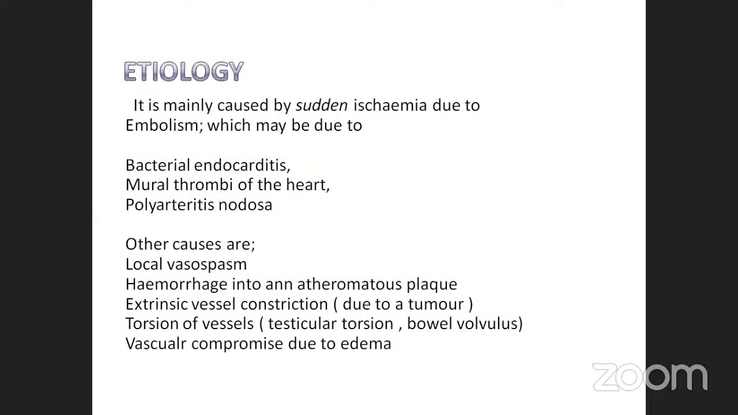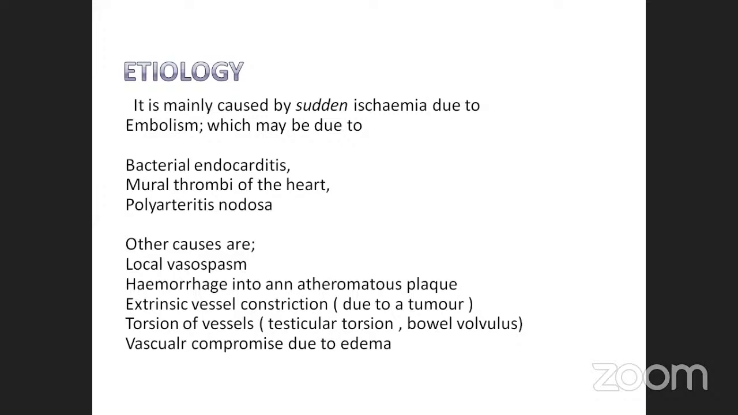Now the etiology, as you know, is mainly due to sudden ischemia. That's an important thing. Usually it is due to thromboembolism. The causes you dealt with in the lecture are how this thrombosis and embolism occurs. Some of the causes you must know are bacterial endocarditis, polyarteritis nodosa, a vascular disease, or mural thrombi from the heart that may pass into the systemic circulation and lodge in a distant organ.